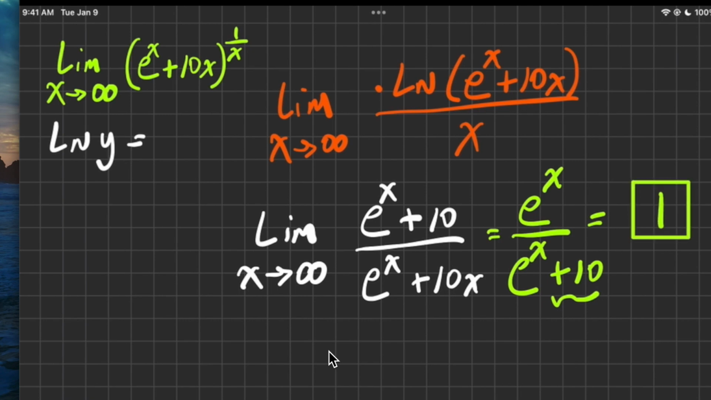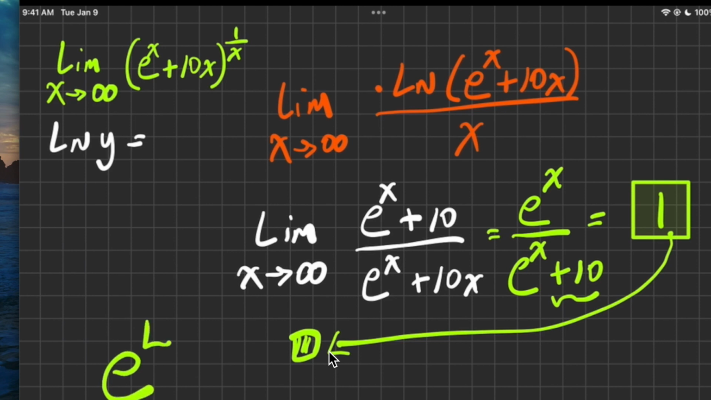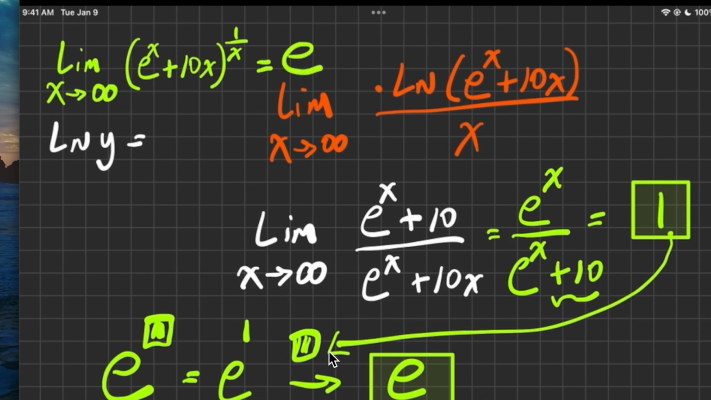Folks, that is not our final answer. We're going to take this result, put it in a little box right there, and we're going to exponentiate with that answer right in there. So that's going to be e to the first, or e. Folks, this is the answer to this limit.